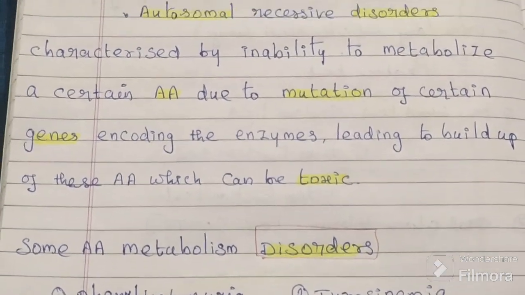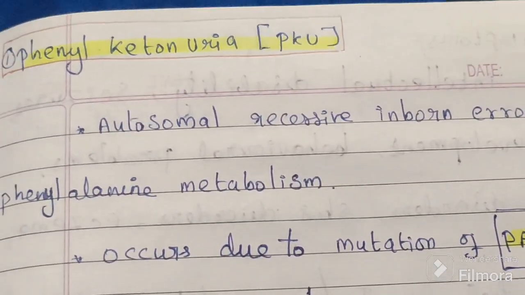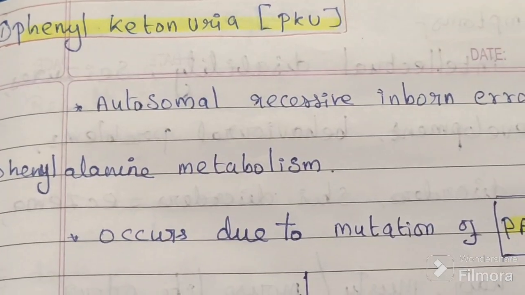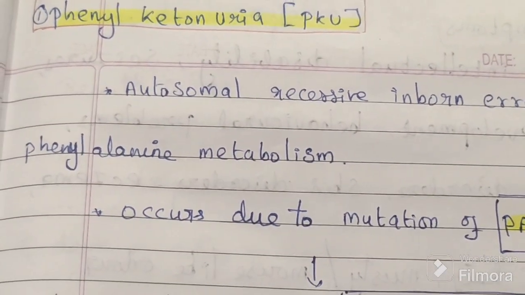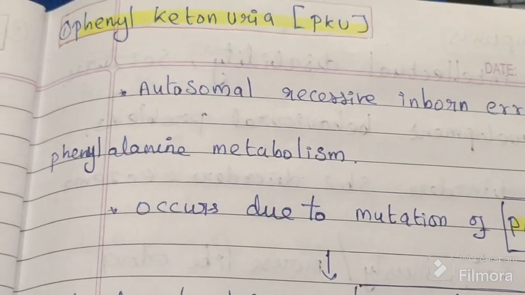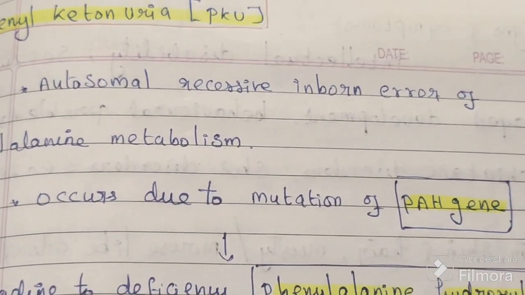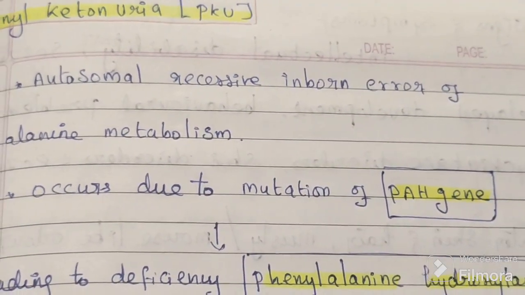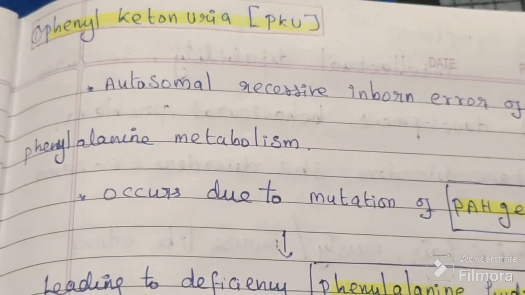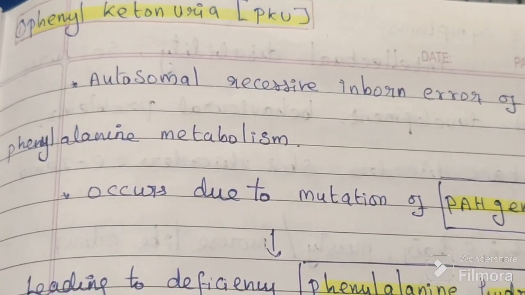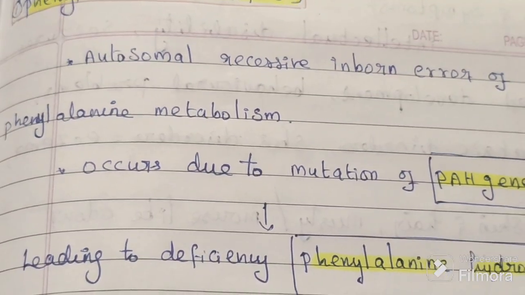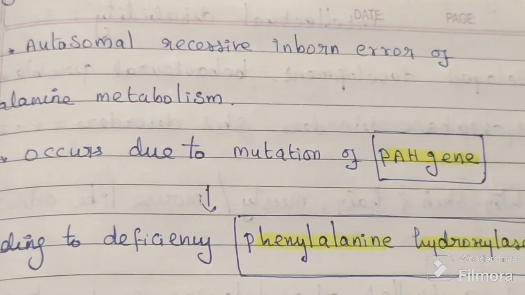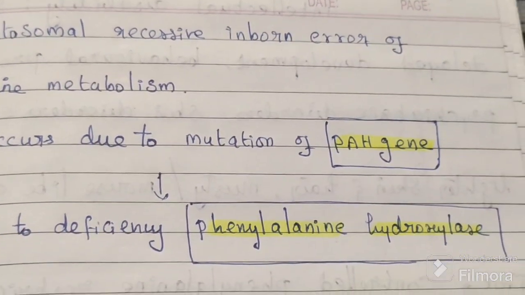We want to discuss one by one. Inborn error of amino acid metabolism. First condition, phenylketonuria. It is an autosomal recessive inborn error of phenylalanine metabolism, which occurs due to mutation of the PAH gene.